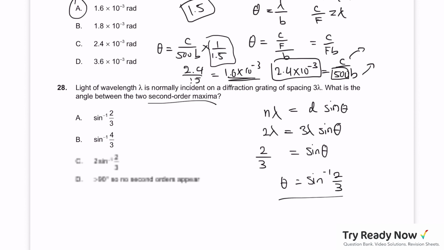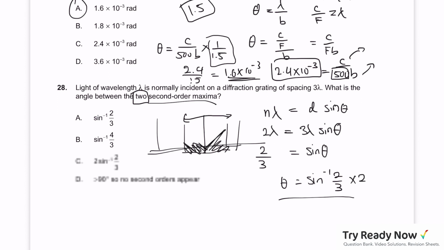However, this is from the center, so there are going to be some maxima here. What we have found is the angle from the center, so the angle between these two here. But the question is asking the angle between the two second order maxima. So let me just highlight the word 2. That means we have to multiply it by 2 to find the angle between these two second order maxima. So we take our answer and multiply by 2, which gives us 2 sine minus 1, inverse 2 over 3, which is the answer C. I'm not too sure why it's blurred there.